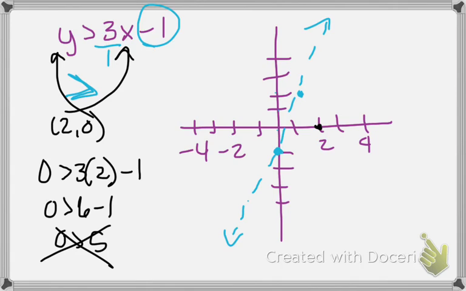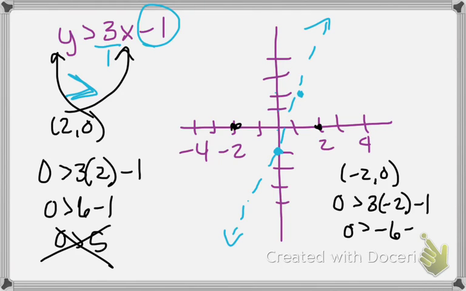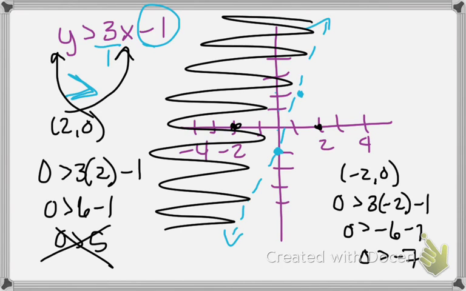No, it's not. So I'm going to pick a point on the other side just to show you that it's true. How about we just do (-2, 0). Then 0 is greater than 3 times -2 minus 1. 3 times -2 is -6, and -6 minus 1 is -7. 0 is greater than -7, so that means we would shade all of this side of our graph. So our inequality is saying it's all of these values that are greater than our equation.